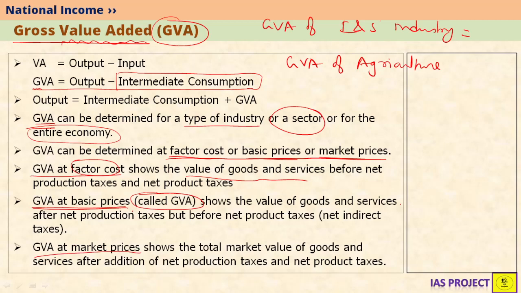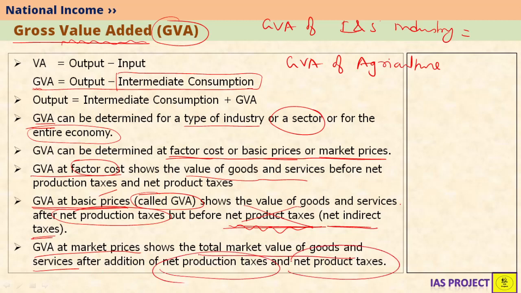Please remember this. So GVA or GVA at basic prices shows the value of goods and services after net production taxes are added, but before product taxes are added. We already know basic prices consists of factor cost and net production taxes, not the net product taxes. Net product taxes are also sometimes called net indirect taxes. At the last, we have GVA at market prices. GVA at market prices is nothing but the market value of goods and services after addition of production taxes as well as product taxes, and of course adjusting for subsidies of production and subsidies of products.